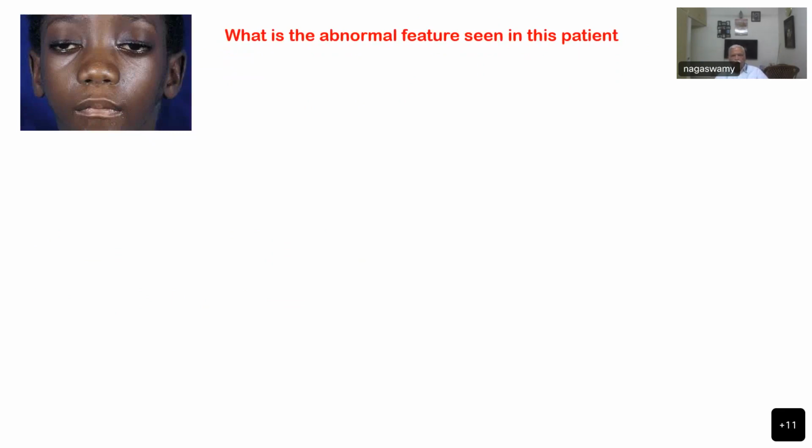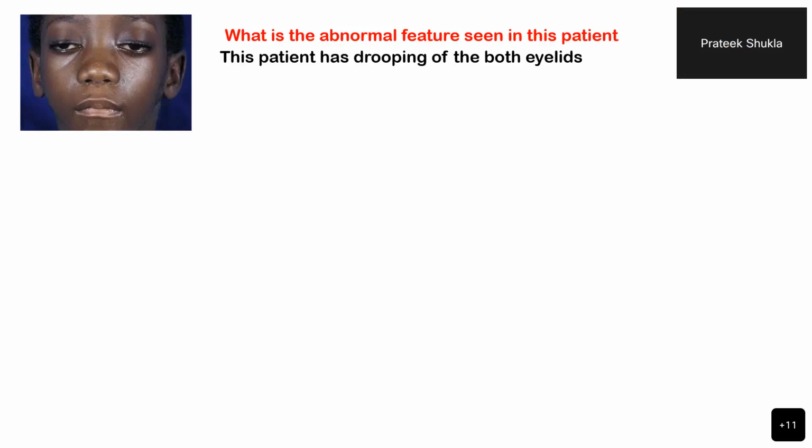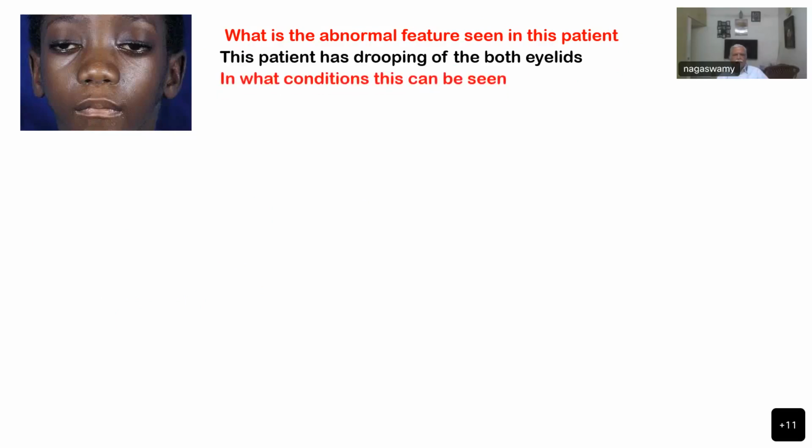What is the abnormal feature seen in this patient? Ptosis, sir. So the patient has drooping of both the eyelids. Okay, bilateral. In what condition can this be seen? Myasthenia, sir. Myasthenia is one. Okay. Should it always be myasthenia? No, sir. Thyroid, hypothyroid, you get ptosis.